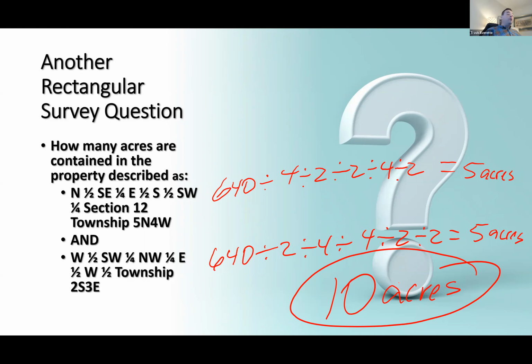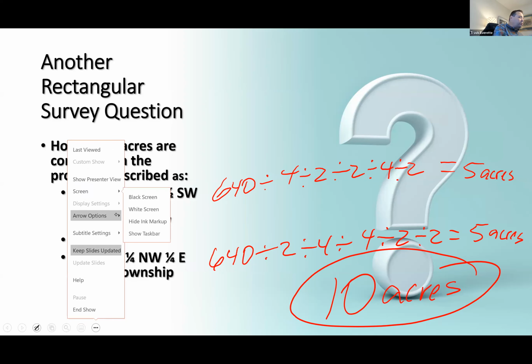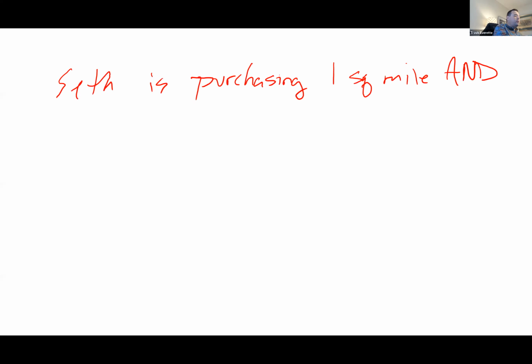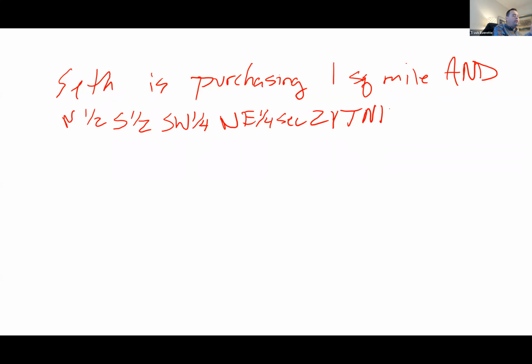That's it. So I'm going to make up a question real quick, and I want you to do it just so you make sure you're good at this. Seth is purchasing 1 square mile and the northern half of the southern half of the southwestern quarter of the northeastern quarter of section 24, township 1 east to south. How many acres?